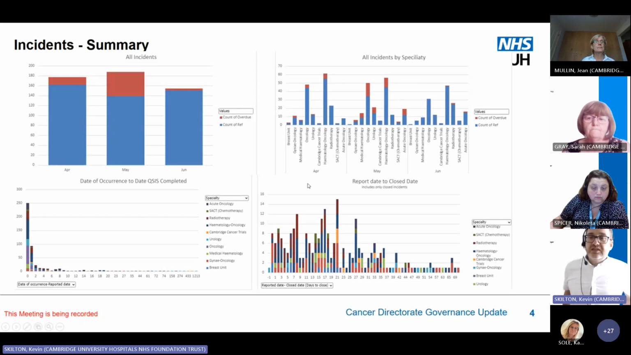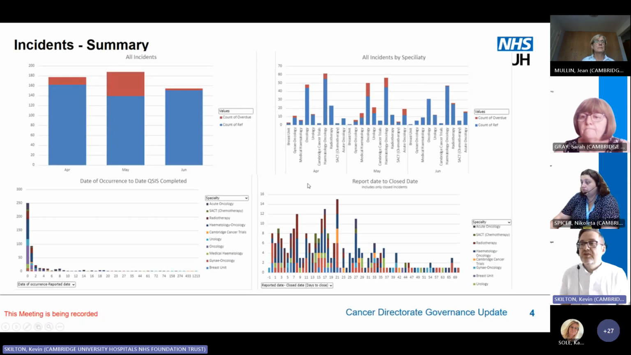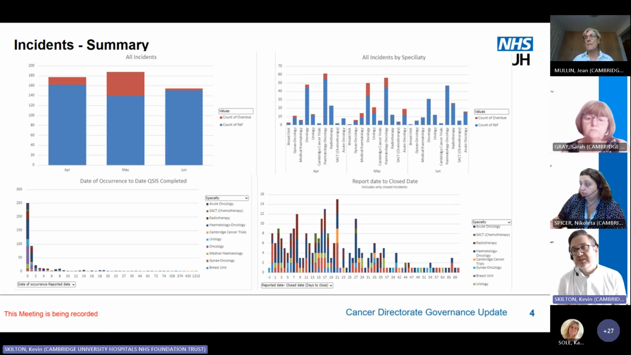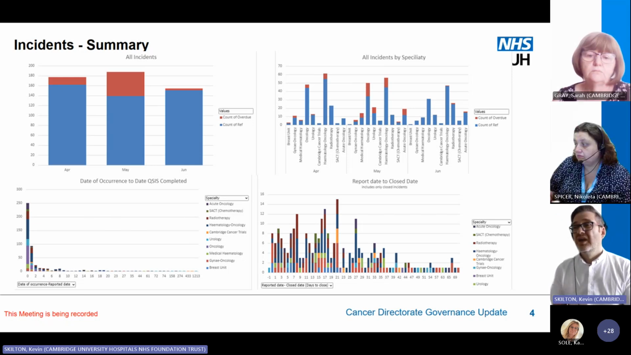In terms of incidents, there's the usual data that we normally share with you around how we're doing on our incidents and risk incidents, and how many incidents we've had by specialty and the length of those incidents. I think the biggest change in the last quarter has been that we've moved from CUH to Datex. For most of you, that's probably around the recording of your incidents into Datex.